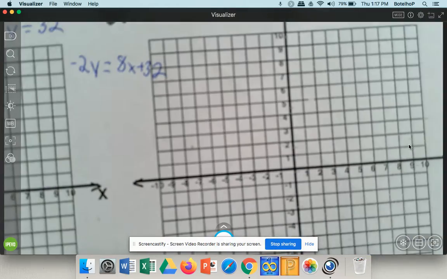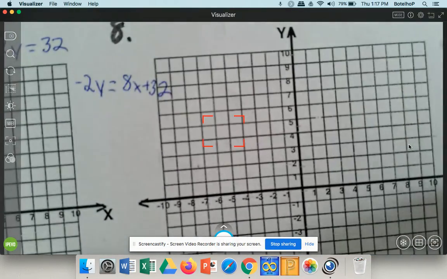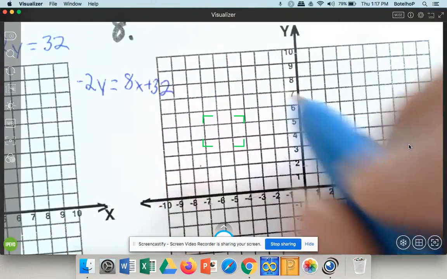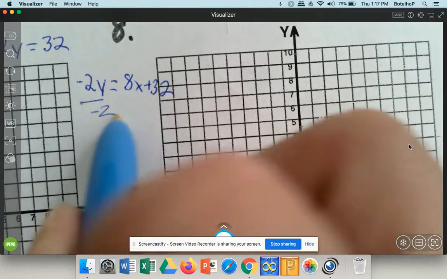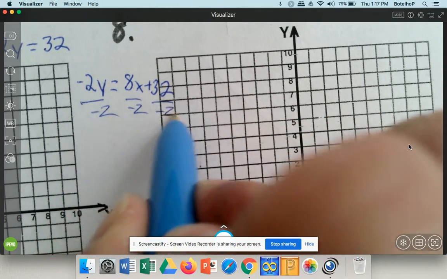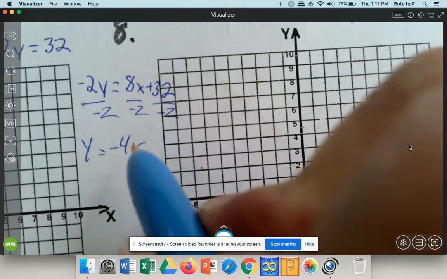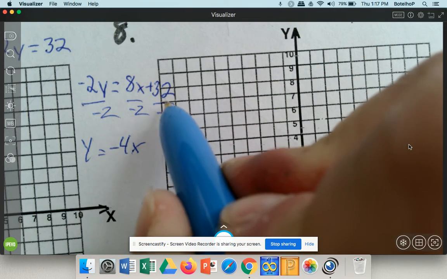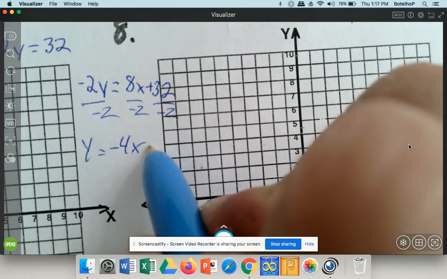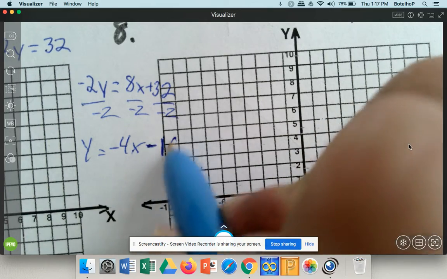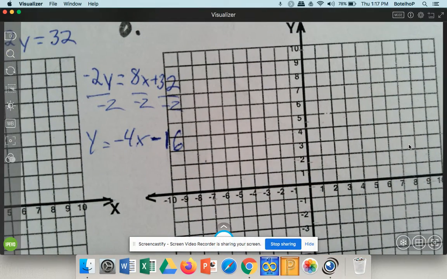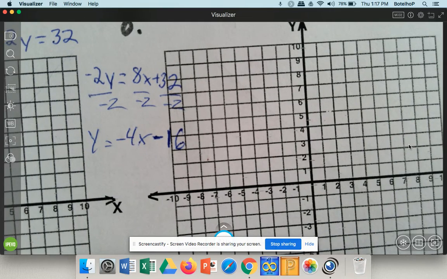And then you divide each side by -2. Hopefully this fits on the graph. You're left with y equals -4x, and then minus 16. Well, that is not good for us, because we do not have a -16 on this graph.